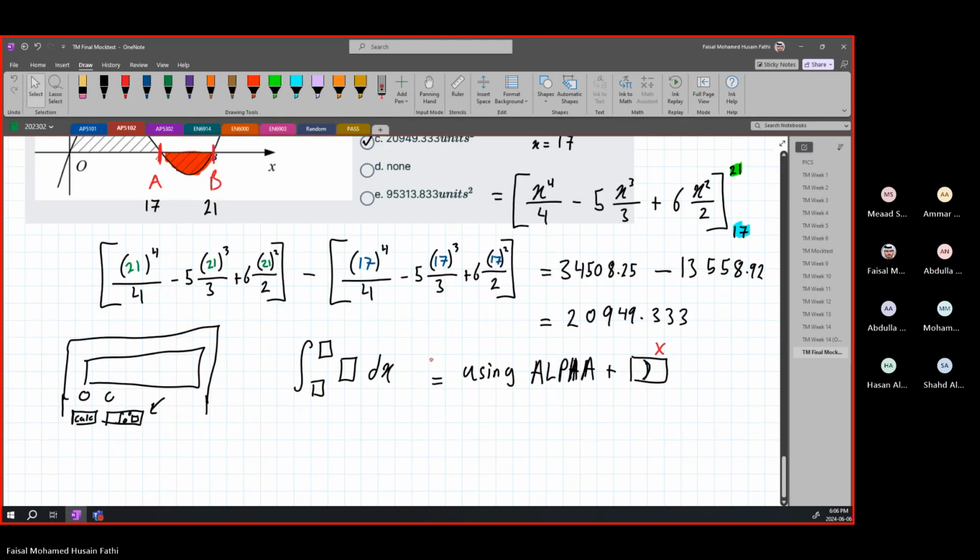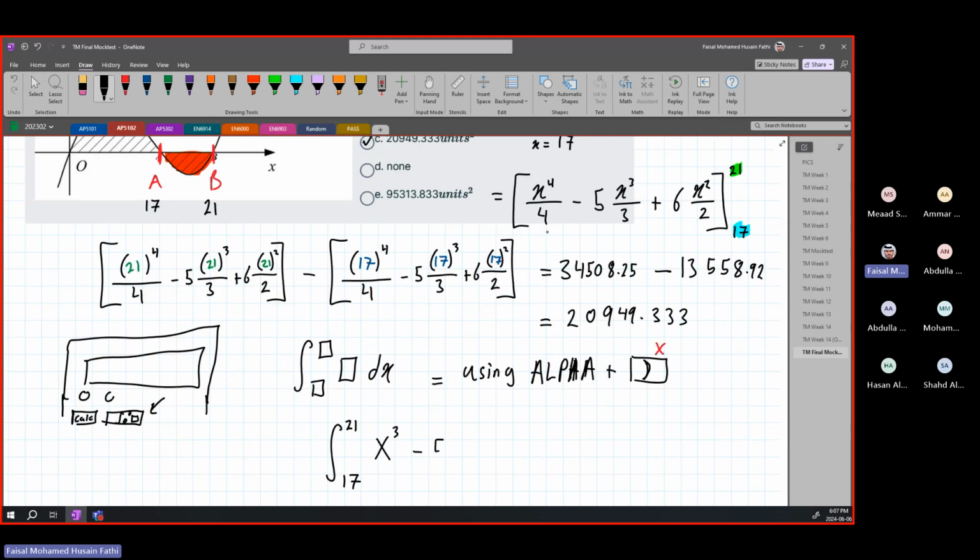Then your final integration has to look like this, 17, 21. And here you're going to have X cubed, the same equation, minus 5X squared plus 6X dx. This is how your final solution should look on your calculator. And then once you do that, you just hit equal and your final answer will be exactly the same.